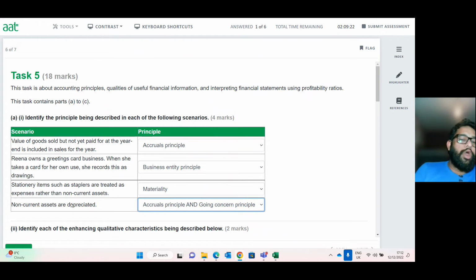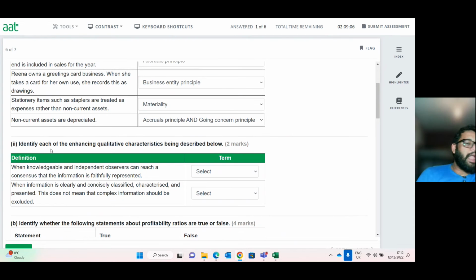But then also the going concern means we are expecting that asset to be used for a foreseeable future until we scrap it. Therefore, we expect the business to continue trading. That is your going concern principle. So it is a clear example of those two principles applied in here. Now we're looking at enhancing qualitative characteristics being described here.